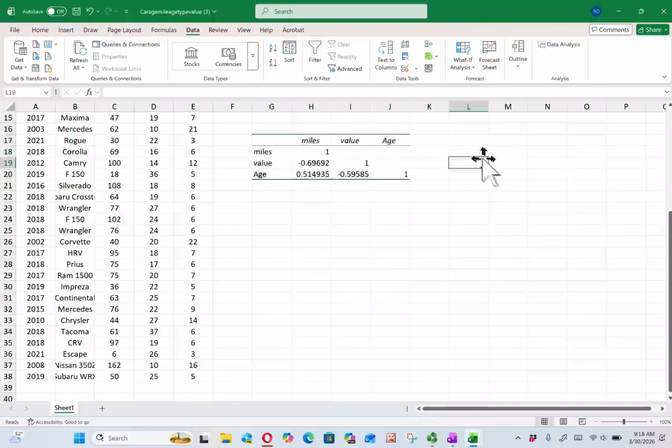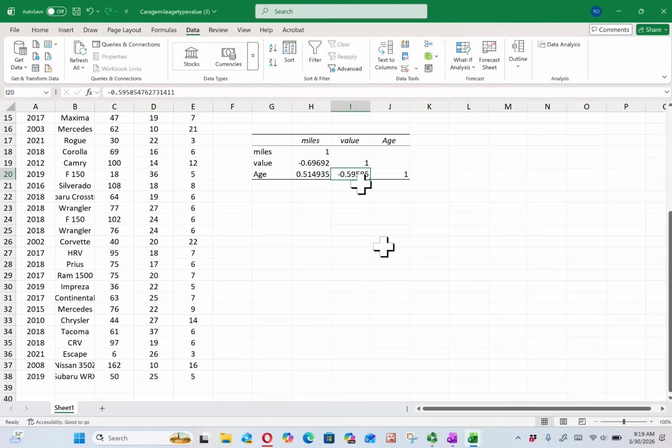This calculates all possible correlations between the variables. We had 3 variables. We've got a correlation between miles and miles, which is 1 because it's the same thing. A correlation between miles and value, minus 0.69, minus 0.7. Miles and age. Miles and age are correlated, but not very well, about 0.5. But age and value is at 0.59.